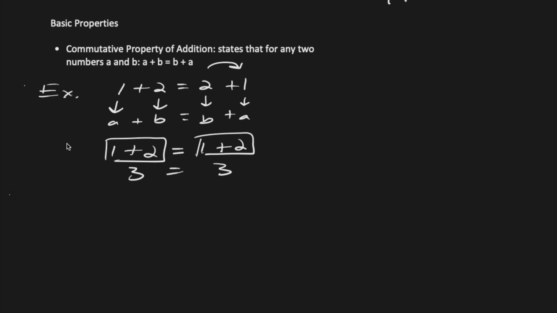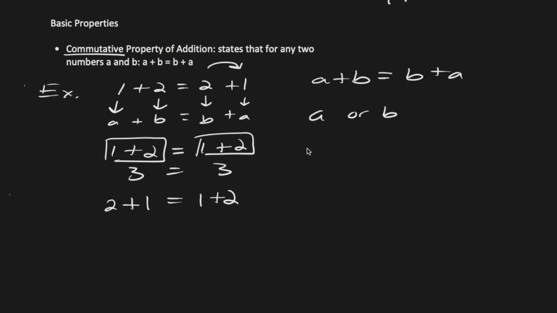Just a hint, think of commute. To commute means to move around. So we can move the order of numbers around and not affect the result. Likewise, we could have put 2 plus 1. It's the same thing as 1 plus 2. Why? Because the law states that A plus B is equal to B plus A, and A or B can be any real number. This is just an example, but A could be 100 and B could be 200. So 100 plus 200 is equal to 200 plus 100.